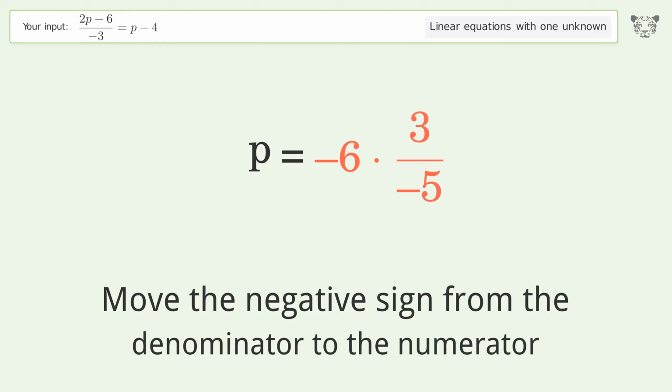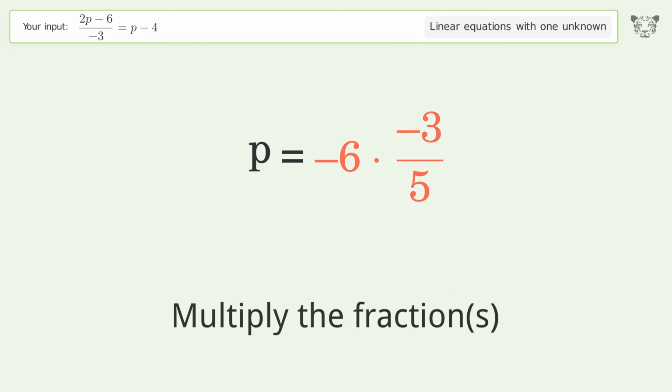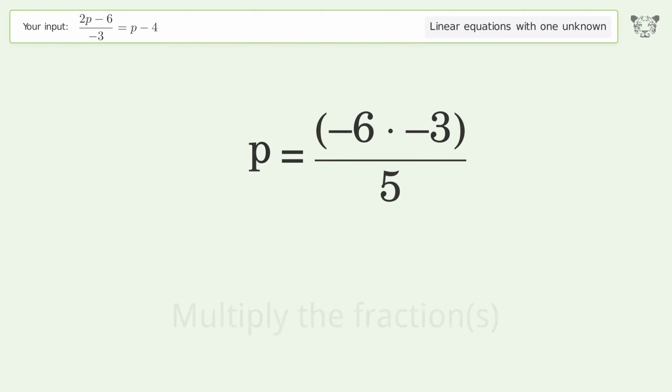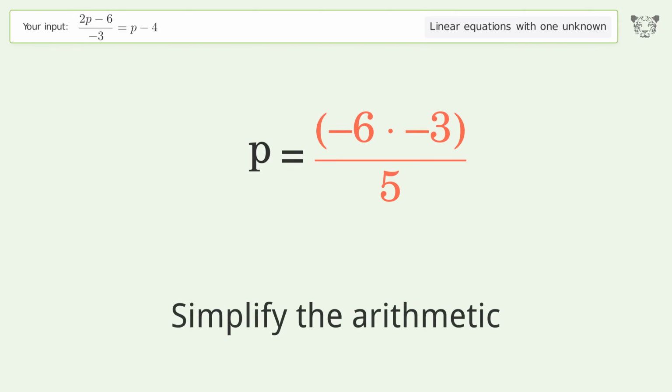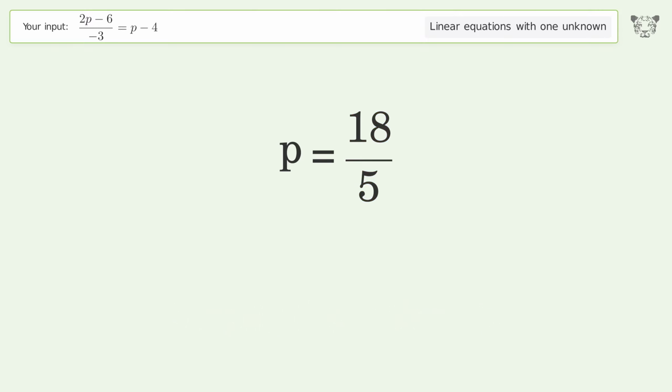Move the negative sign from the denominator to the numerator. Multiply the fractions. Simplify the arithmetic. And so the final result is p equals 18/5.